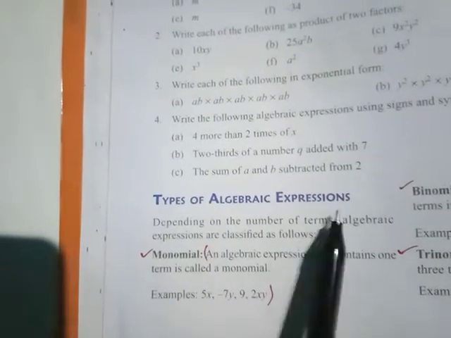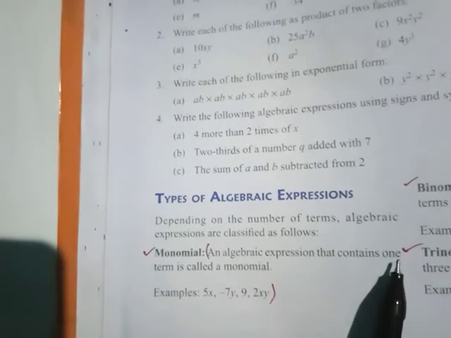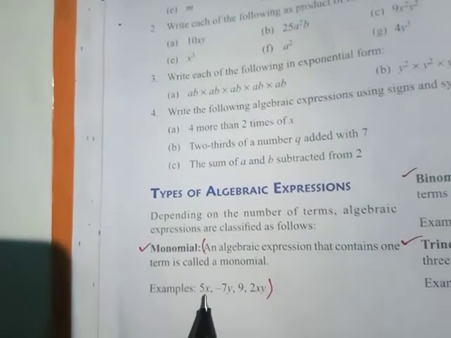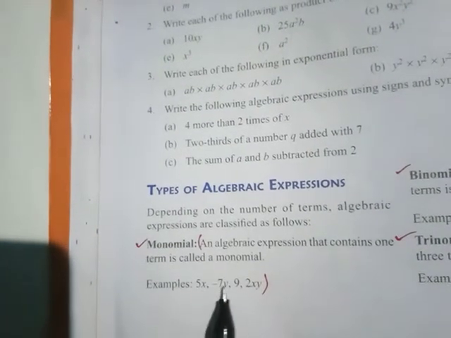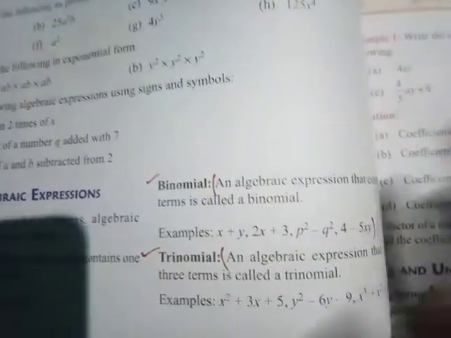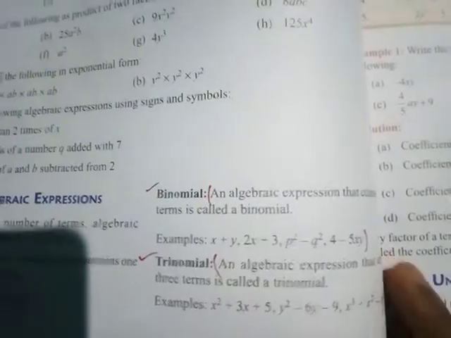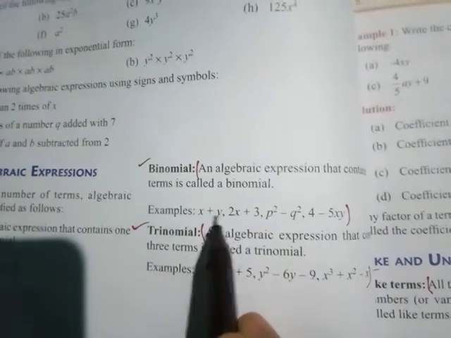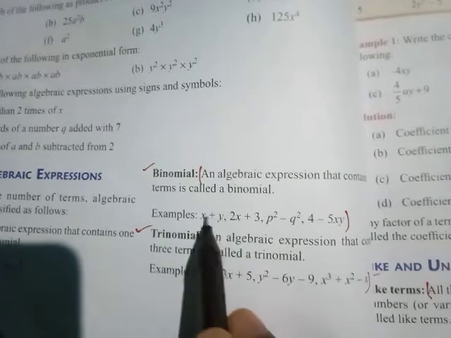Now, types of algebraic expressions. First one is monomial. An algebraic expression that contains only one term is called a monomial. Suppose 5x, this is only one term, so this is called a monomial. Now binomials. An algebraic expression that contains two terms is called a binomial. Suppose x plus y, x is one term, y is the second term, so this is called a binomial.